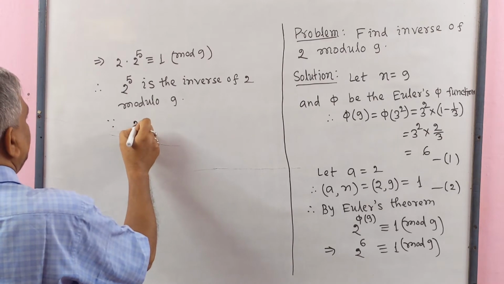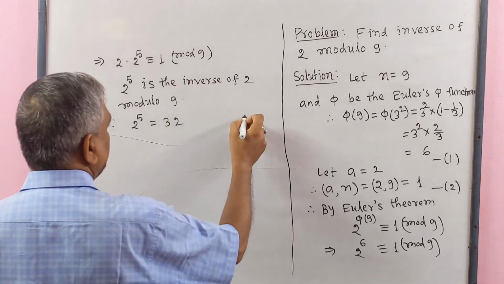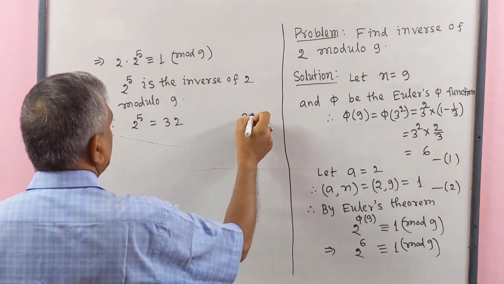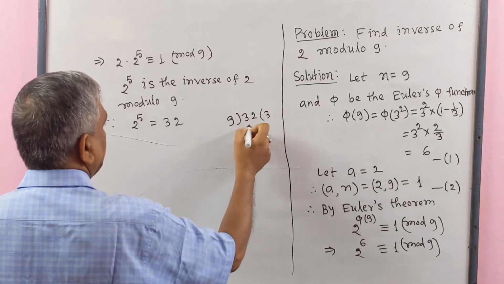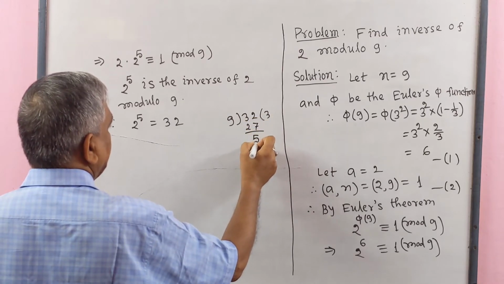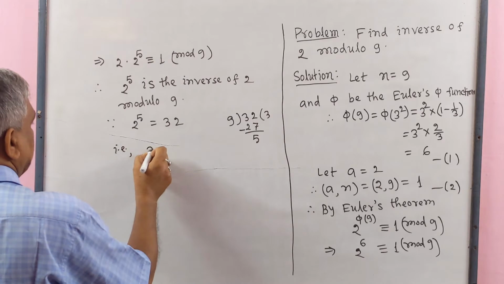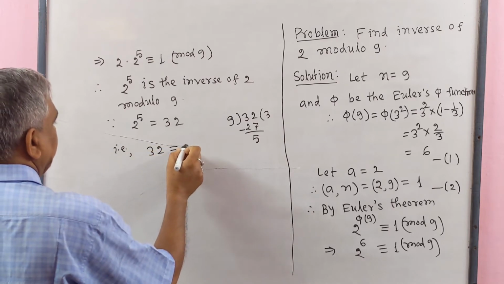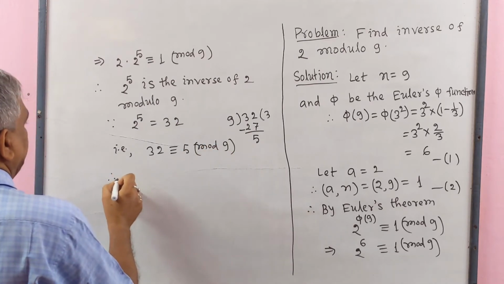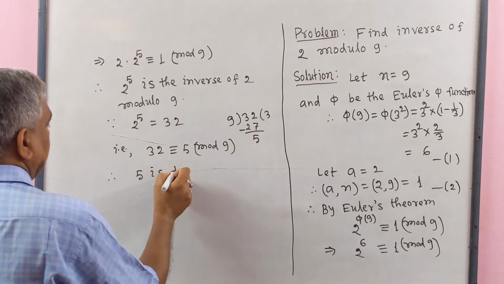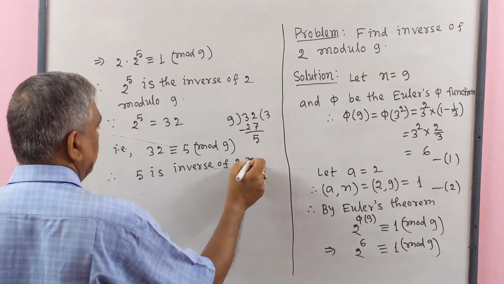Since 2 to the power 5 equal to 32, when 32 is divided by 9, we get remainder 5. That is, 32 is congruent to 5 modulo 9. Therefore, 5 is inverse of 2 modulo 9.